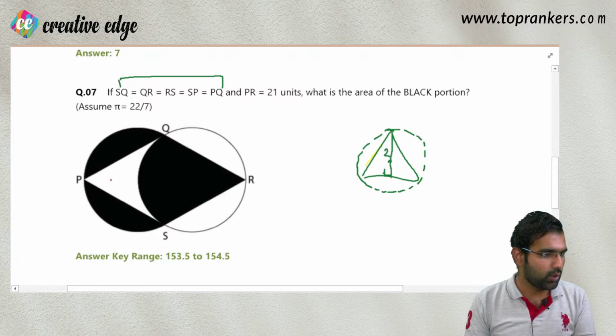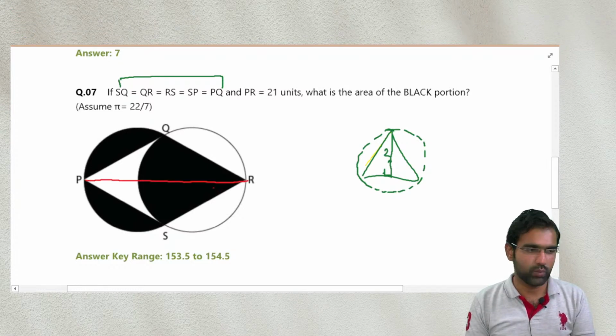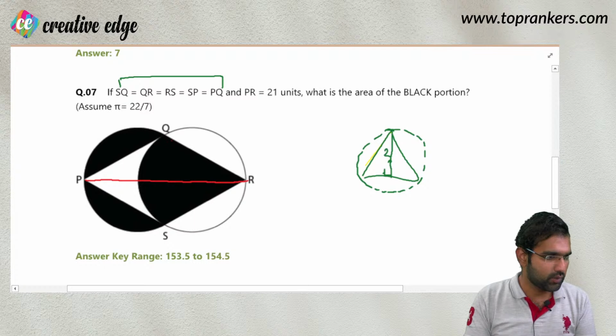See, we were told that this entire PR distance was nothing but how much? This PR distance was, just let me draw it properly first of all.